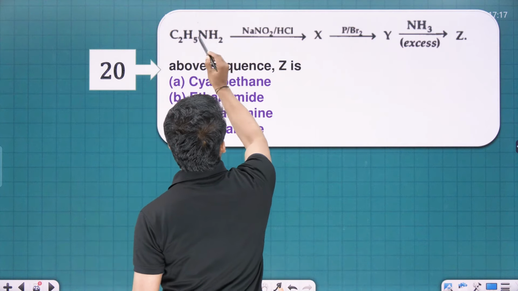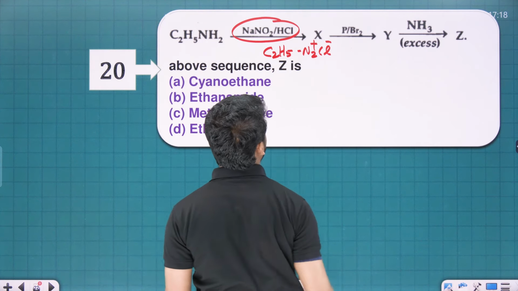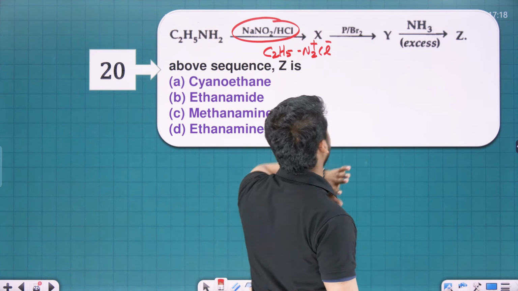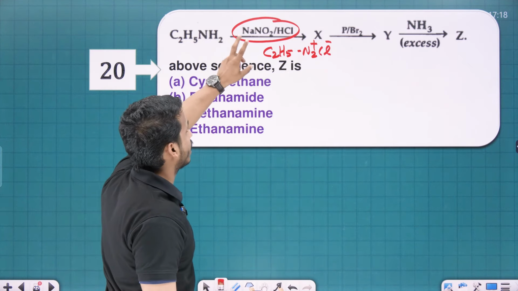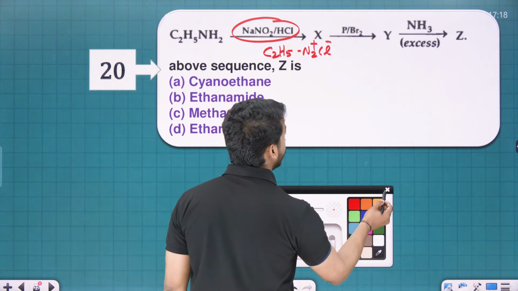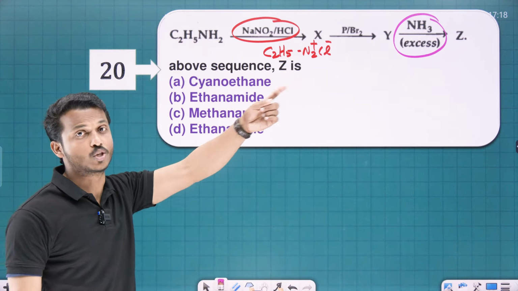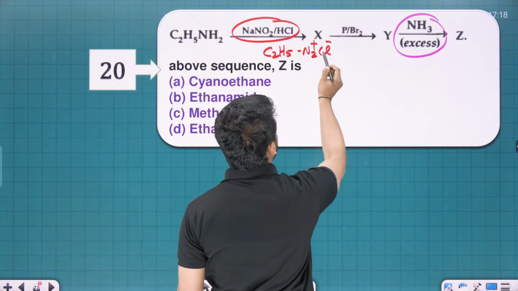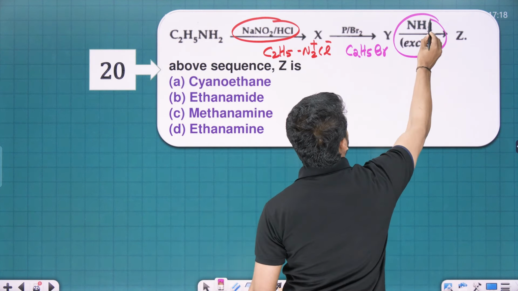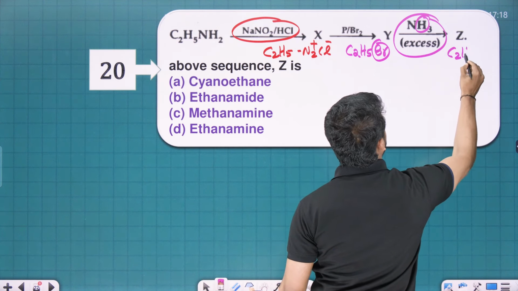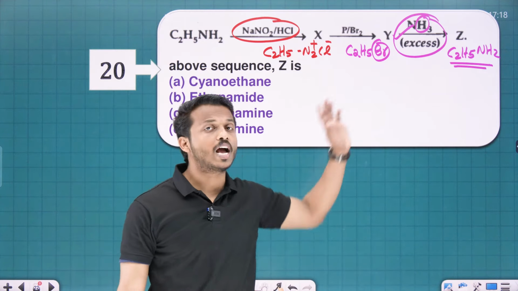This is ethyl amine. Ethyl amine on diazotization gives C2H5N2Cl, a diazonium salt. The diazonium salt is treated with bromine and red phosphorus, so the reaction can be understood from ammonia. Excess ammonia is used, so ammonolysis occurs. C2H5N2Cl with bromine gives C2H5Br, and when treated with excess ammonia, H and Br are removed and you get C2H5NH2. We studied that if you use excess ammonia in ammonolysis, the primary amine will be the major product.